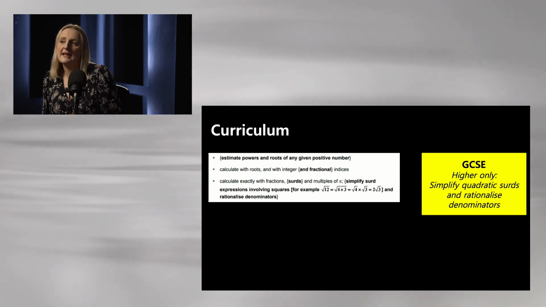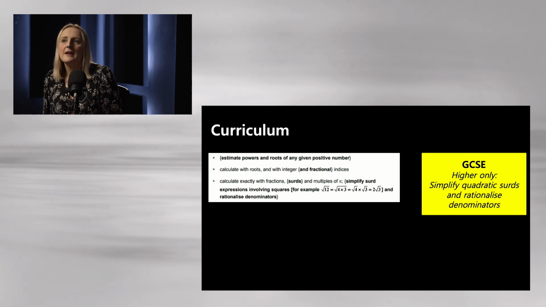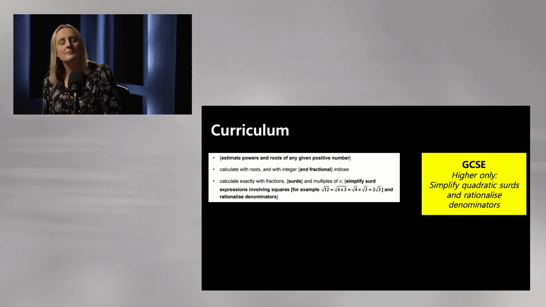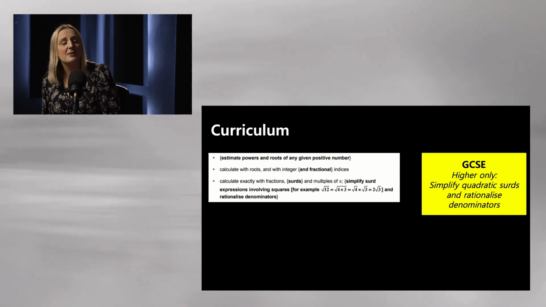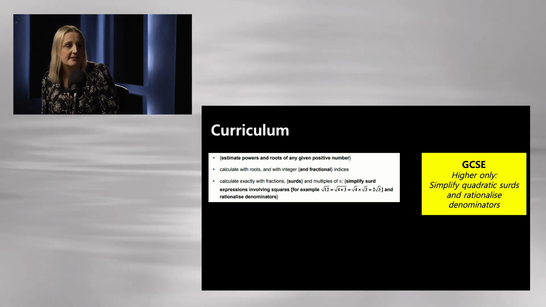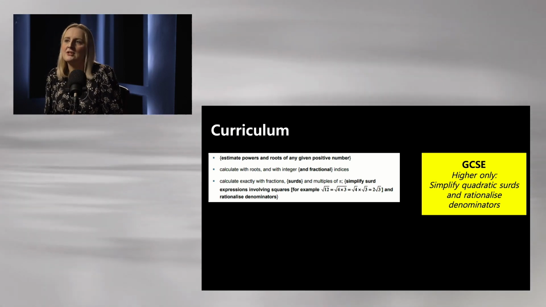And then they give an example there of simplifying root 12 and rationalising denominators. And notice how they don't mention things like expanding brackets, but that just comes under simplifying surds, so they don't have to explicitly mention it.